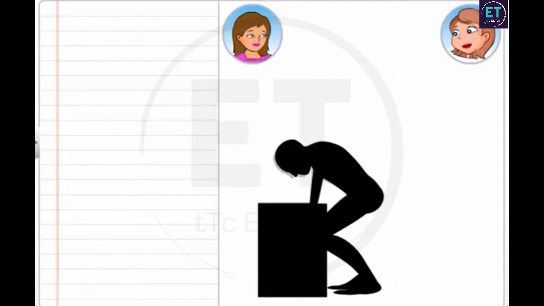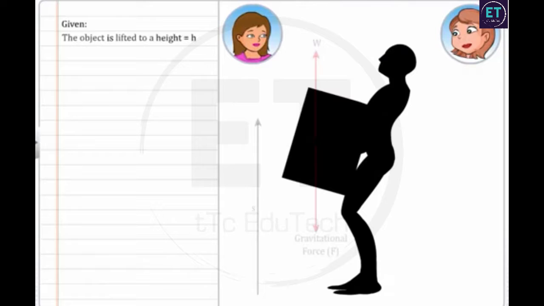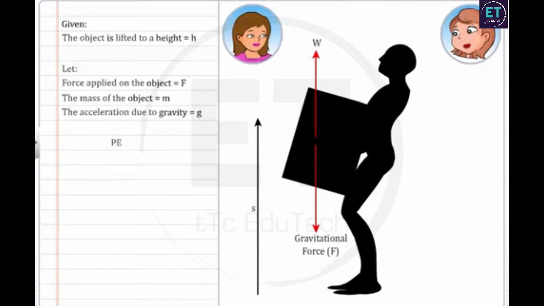Consider an object being lifted to a height h from ground level. Potential energy stored in the object is equal to the work done on the object. Further, the work done upon the object is equal to the product of applied force and the displacement caused. We can determine the displacement of the object by measuring the height through which it has been lifted.